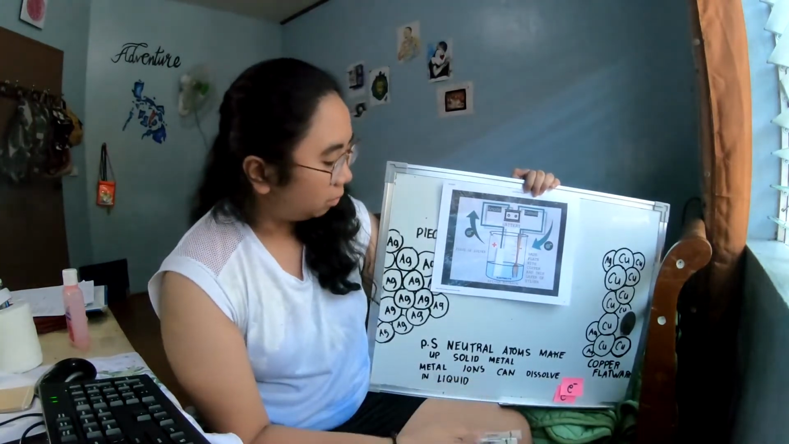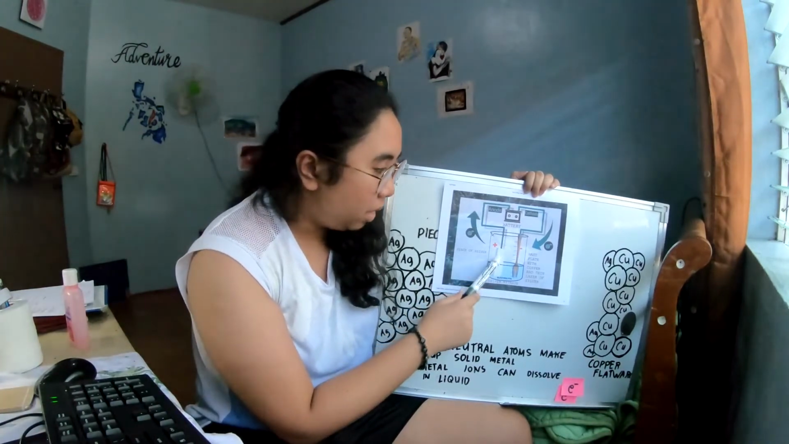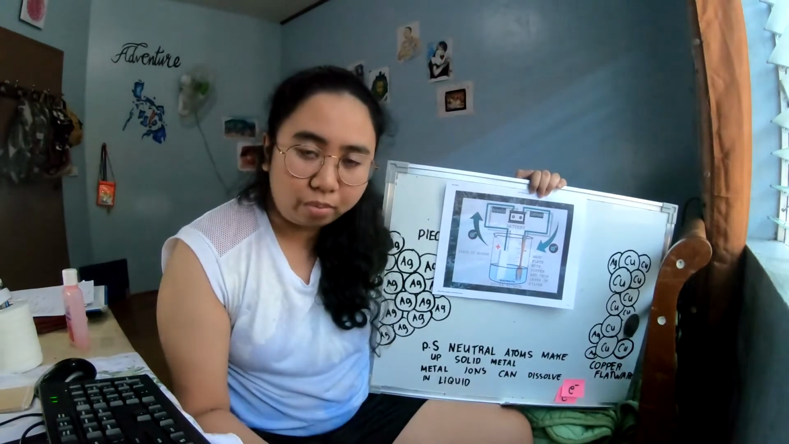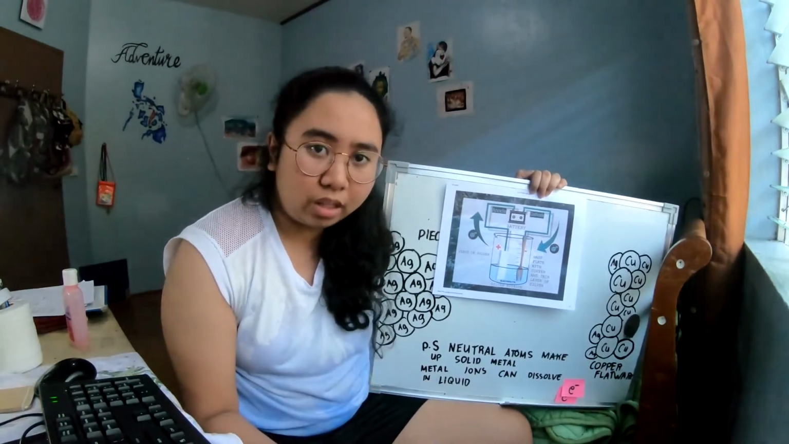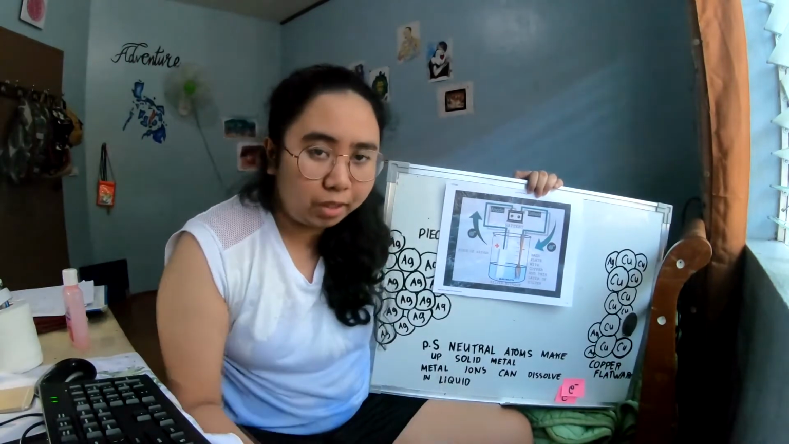So now, our main goal is to have atomic silver transferred onto the copper in order to perform the electroplating, in order to restore these heirloom pieces.